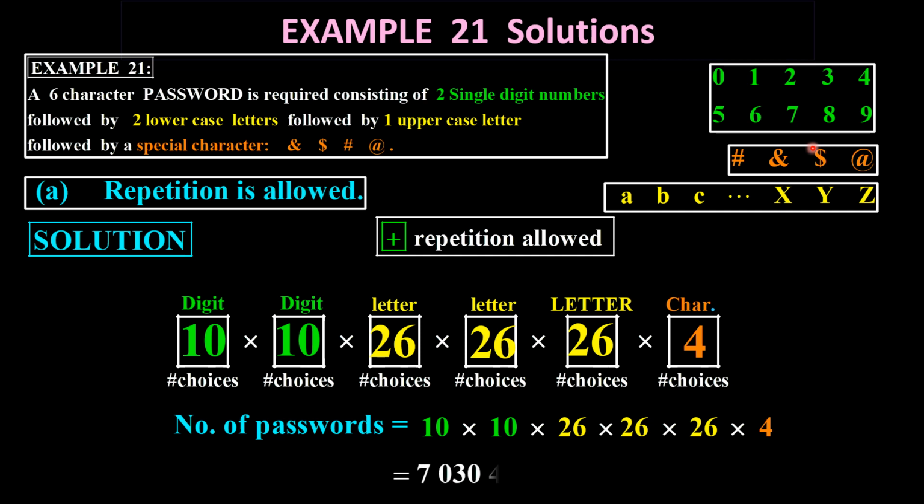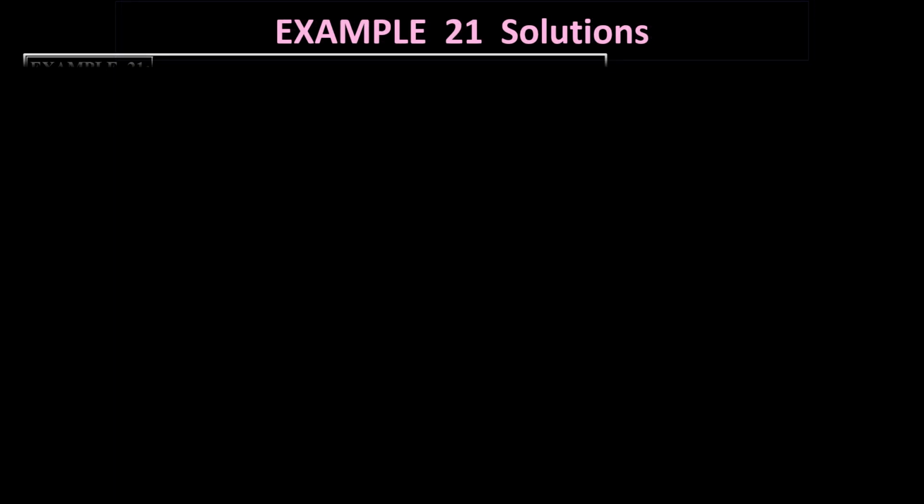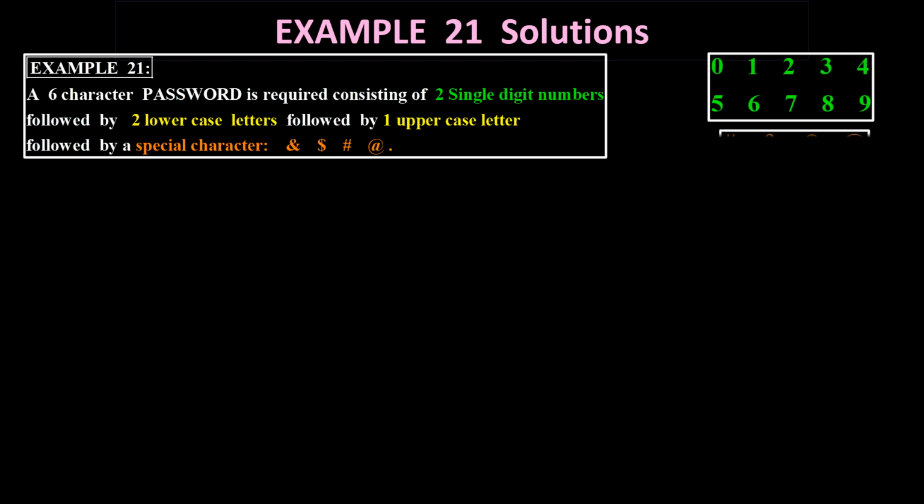And if we multiply that, you see it's quite a large number, 7,030,400. Let's look at the next question and see what is actually required here.